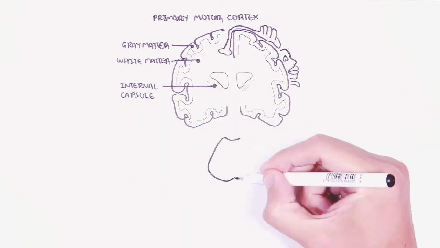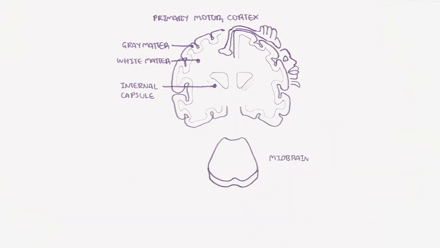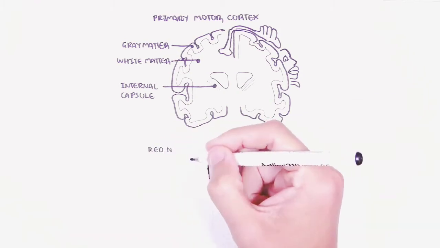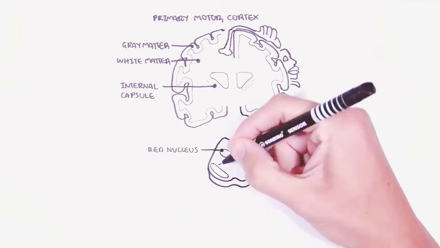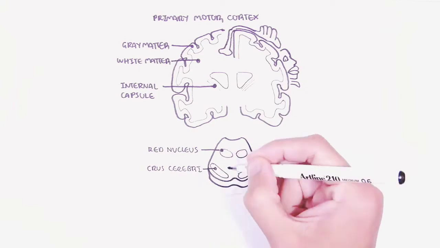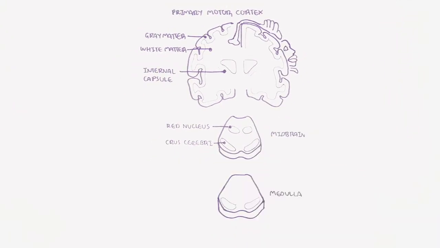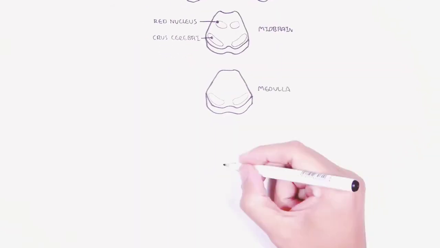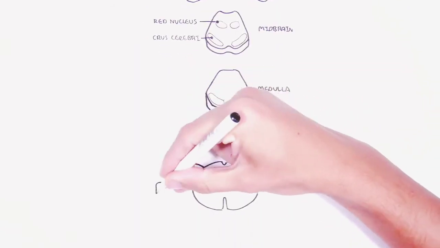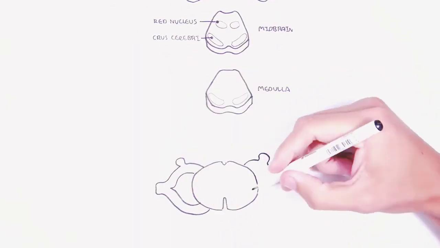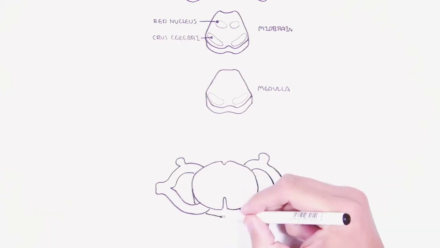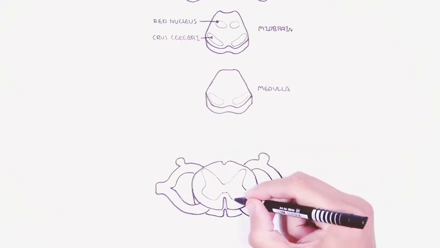Here is the brainstem, which is made up of three parts: the midbrain. Important area here is the red nucleus and crus cerebri, and the pons, not drawn, as well as the medulla oblongata here. Here is a cross-section of the spinal cord where the communication between upper and lower motor neurons occur. We will learn about this soon.